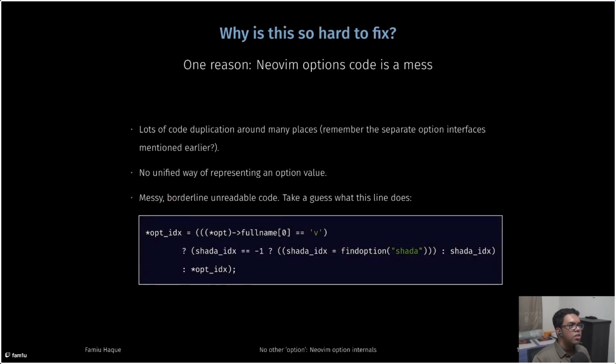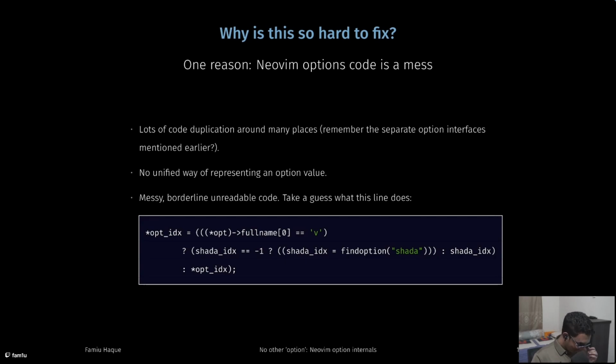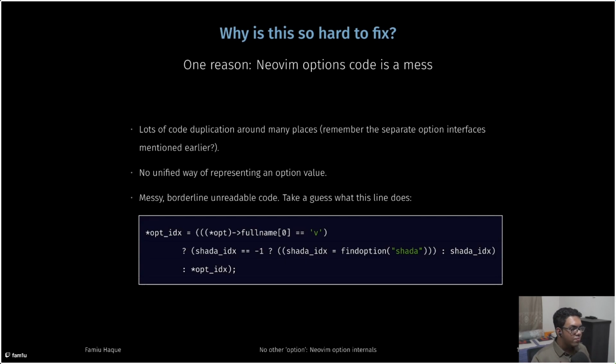Moving on. Why is this so hard to fix? There's a problem, just fix it, bro. Stop complaining. Why am I complaining, huh? You'll see. So the Vim options code, Neovim option code, is a mess, and that's putting it lightly. There is lots of code duplication. Again, we love code duplication here, right? Lots of code duplication around many places. Remember the separate option interface thing I mentioned earlier? Yep, that'll be useful.